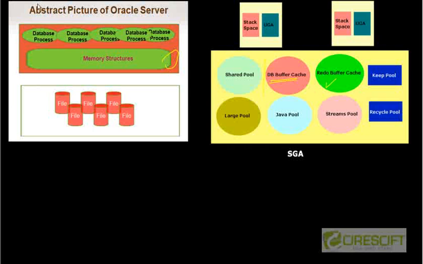So this is the Oracle abstract picture of the Oracle server, which consists of an instance and database files, and the instance consists of memory structures and database processes. We have already explained the files, and in this set of videos we are discussing the memory structure. In this particular video we are going to discuss the database buffer cache.